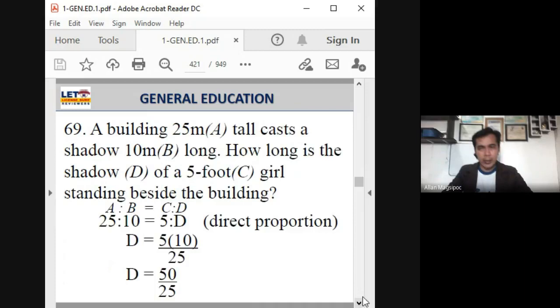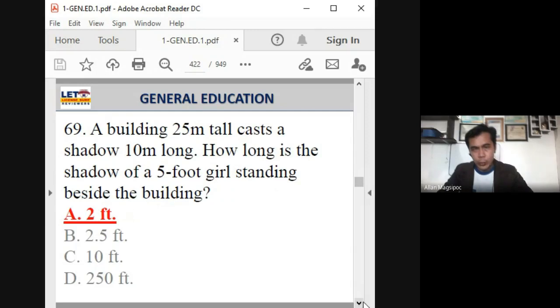So how do we get 2? We get 25 represented by A, 10 meters is the shadow B. How long is the shadow? We don't know. And we get 5, the height of the girl, represented by C. So we get A is to B is equal to C is to D: 25 is to 10 is equal to 5 is to, we don't know the length of the shadow, so it's direct proportion. D is unknown. We have to find the length of the shadow, so we get 5 times 10 divided by 25, that's 50 divided by 25. So the correct answer is 2 feet. Very good. Next question.